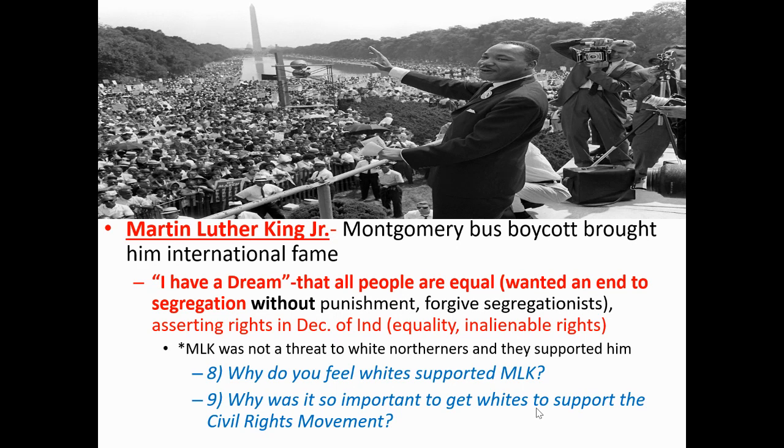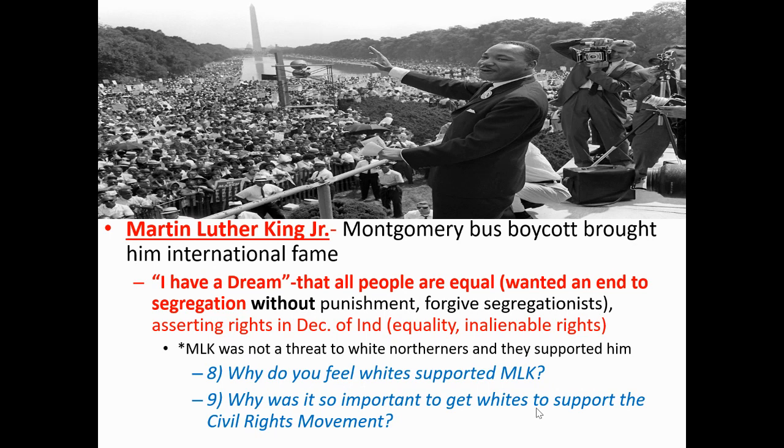Now, the first idea that he had is his "I Have a Dream." The "I Have a Dream" speech that you see above occurs well after the Montgomery bus boycott, in the early 60s. But in his message of "I Have a Dream," he's saying that all people are equal, and he wanted an end to segregation.